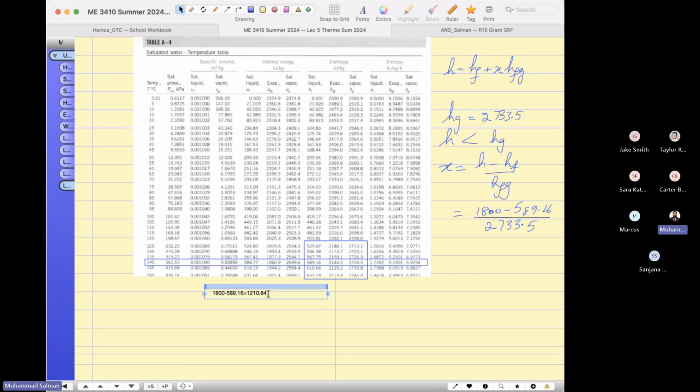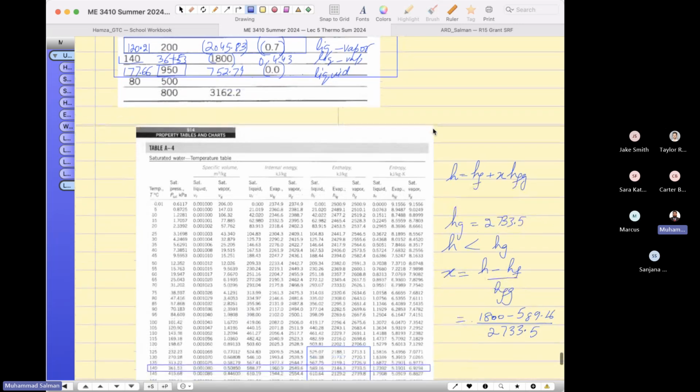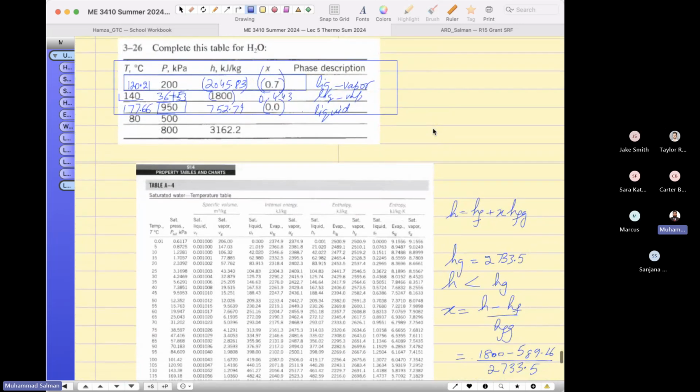Okay, guys, this is divided by 2733.5. 0.443. So this is the quality, 0.443. Can I write it on here? 0.443. So we have done these three rows. That's good. Have you understood these three rows? Please type in yes. If not, then ask your professor. Please type in yes if you have understood these three rows. And let's go to the next row.